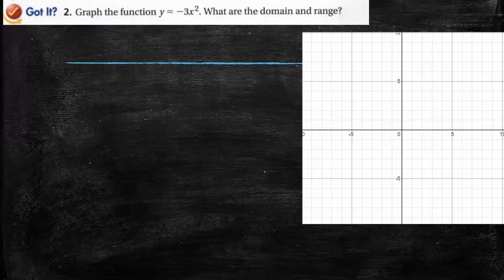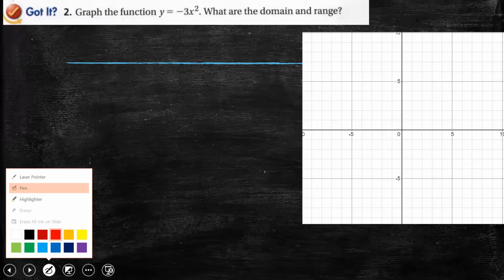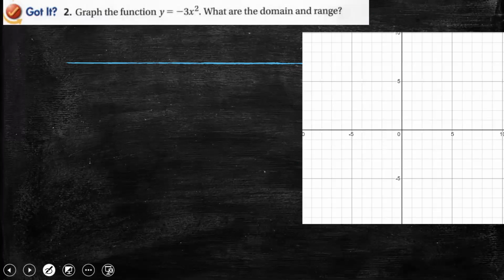Now, graph the function y equal negative 3x squared. What are the domain and the range? So what is the function here? The function is y equal negative 3x squared.